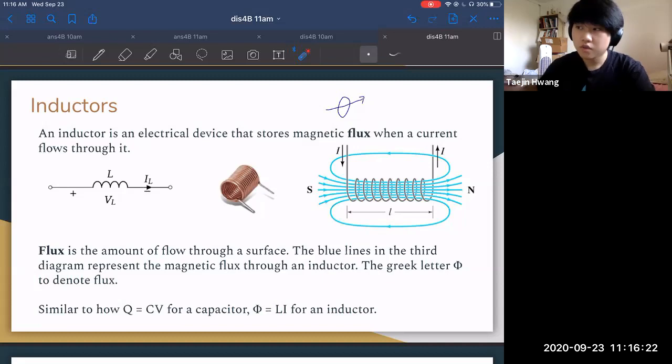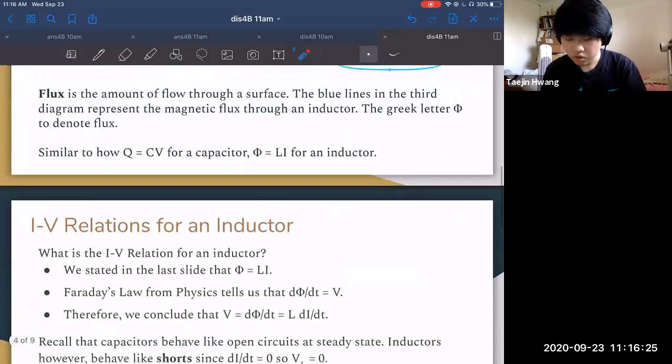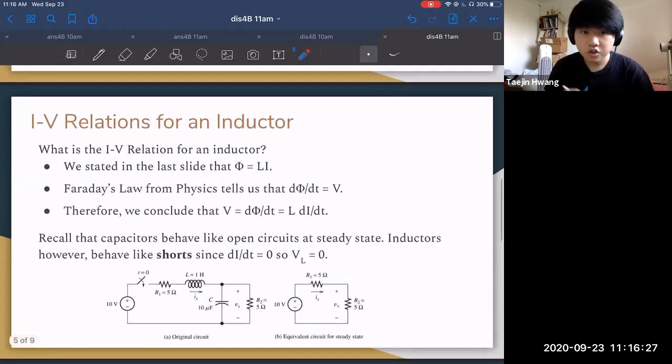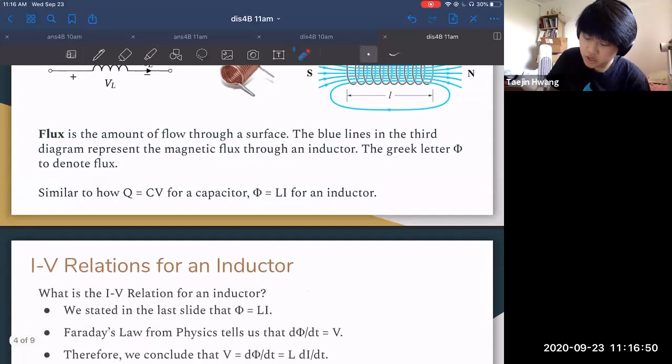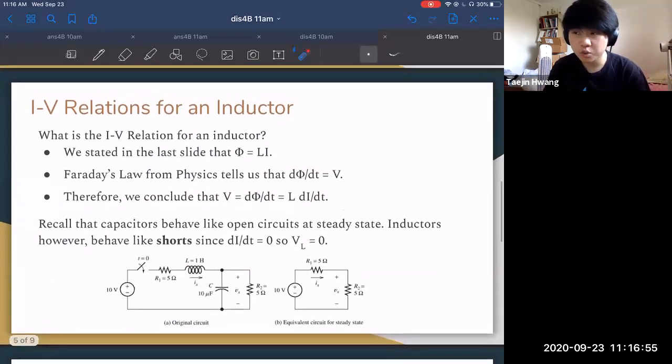Okay, if we don't have any other questions, let's take a look at the IV relations for an inductor. For all of these devices, resistors, inductors, and capacitors, you always want to figure out what the current-voltage relationships are, because it's going to help us put what's going on physically in the circuit into mathematical equations. From the previous slide, we saw that phi is equal to Li, or the magnetic flux is equal to the current times the inductance.